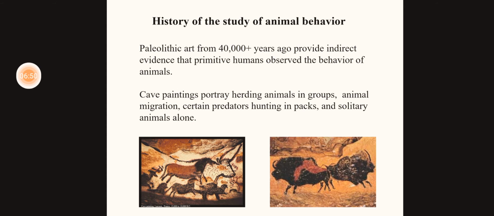Okay, history of study of animal behavior. As we study about animals, Paleolithic art, like this Paleolithic art from 40,000-plus years ago, provides evidence that primitive humans observed the behavior of animals. Cave paintings portray herding animals in groups, animal migration, certain predators hunting in packs, and solitary animals alone.